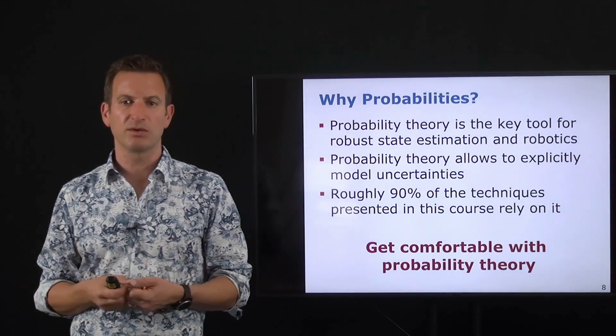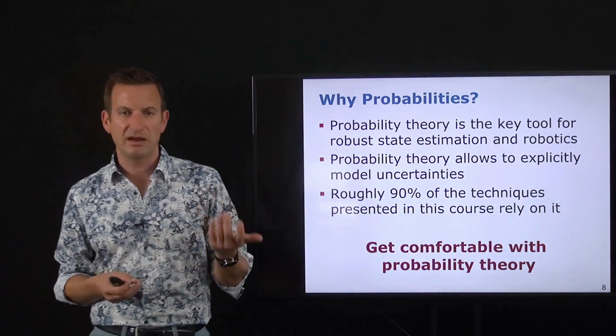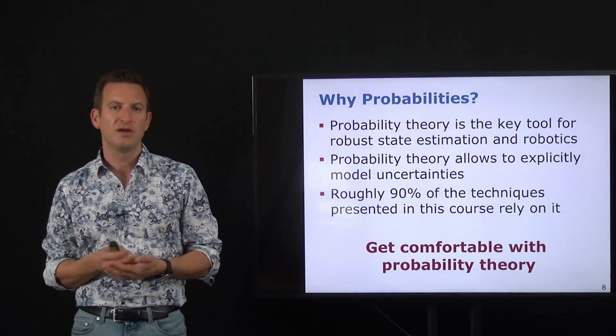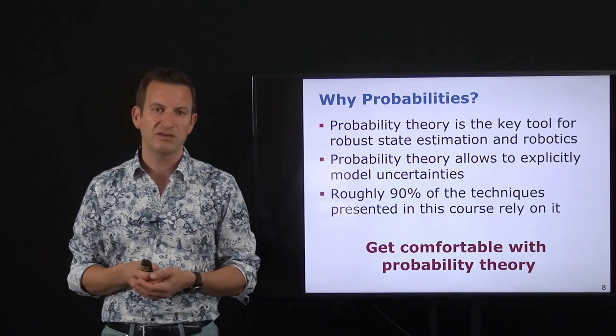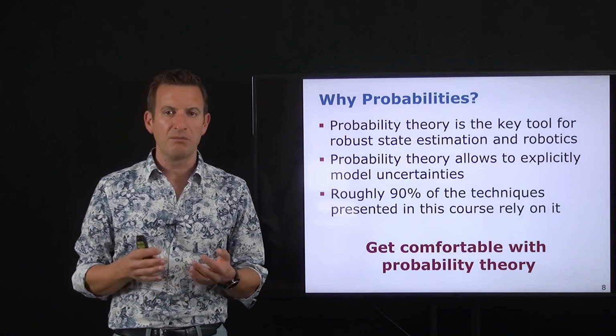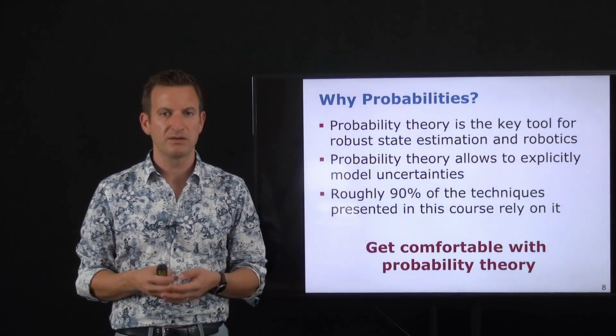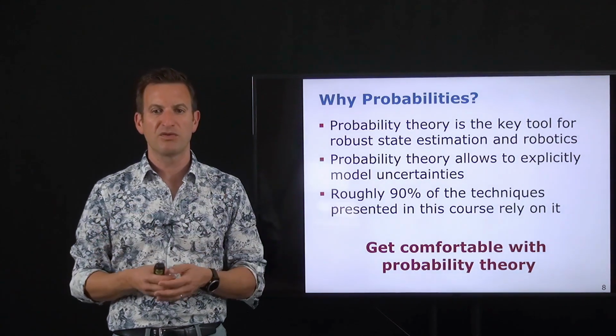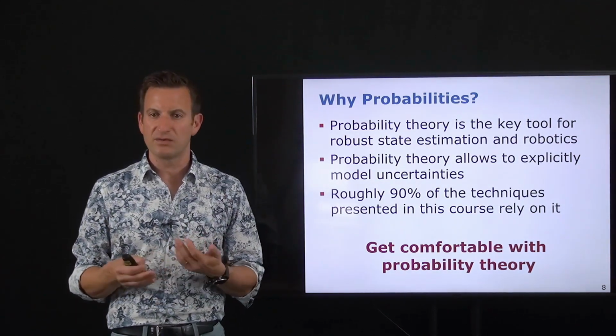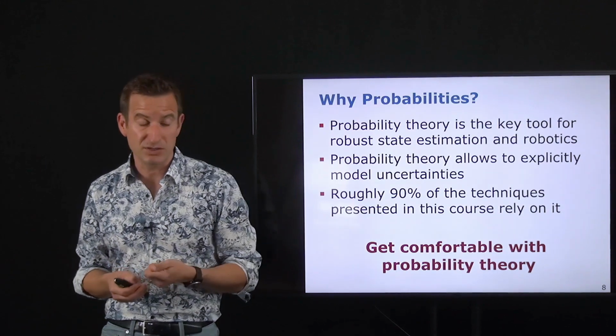And explicitly modeling uncertainties makes the mathematical model more complex, but also more robust, because we cannot expect the system to be exactly in one state. And if I look at the techniques that we consider here in that course, I would roughly say 90% of the techniques that we are going to present here are based on probability theory. So it's important for you to get comfortable with probability theory and that you're able to do basic manipulations.